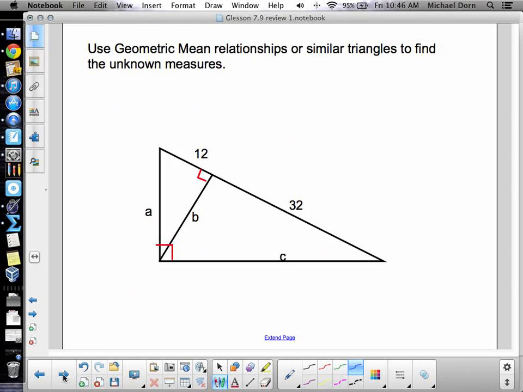Okay, geometric mean relationships are similar triangles to find unknown measures. I'm not going to do all of them here. Let's just pick one, because that's normally the way we do it. So let's just pick A.